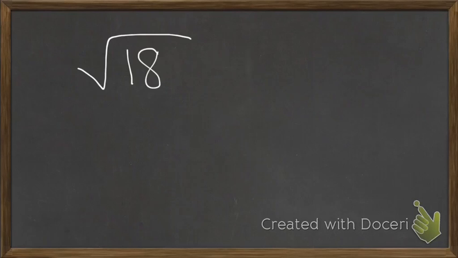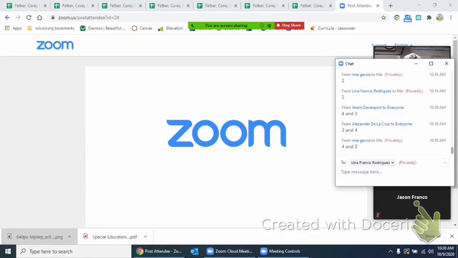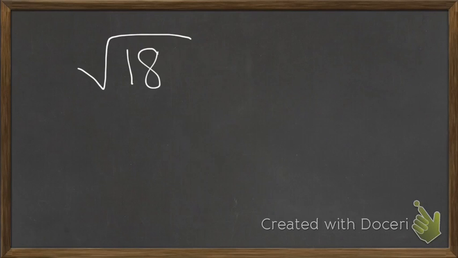Here's a good one. What about 18? Okay, so think about it. Can we break up 18 into two square roots where one of them we'll actually be able to do? Something times something equals 18. One of those somethings has to have an even root.